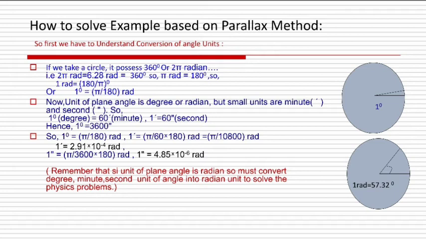If we convert it in numerical value, then 1 minute is given by 2.91 into 10 raised to minus 4 radian. Same way 1 second is pi upon 3600 into 180 radian. That means 1 second is equal to 4.85 into 10 raised to minus 6 radian. Remember that the SI unit of plane angle is radian. So we must convert degree, minute or second unit of angle into radian unit to solve the physics problem.